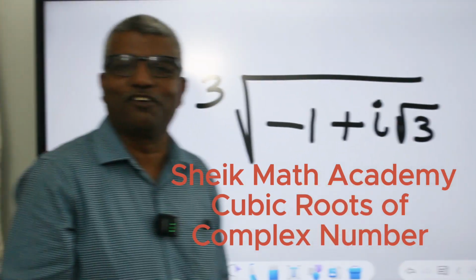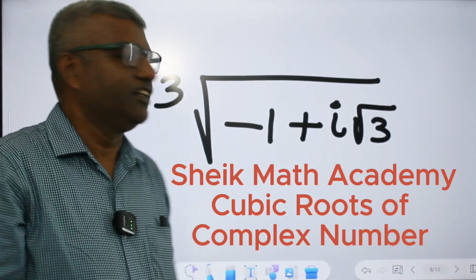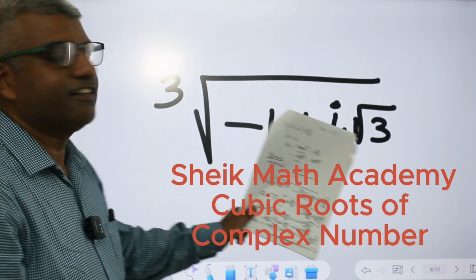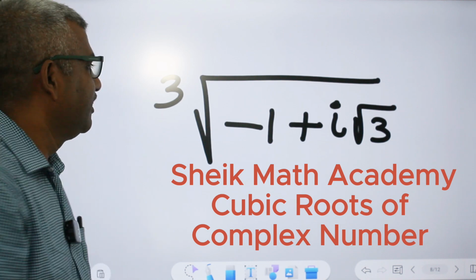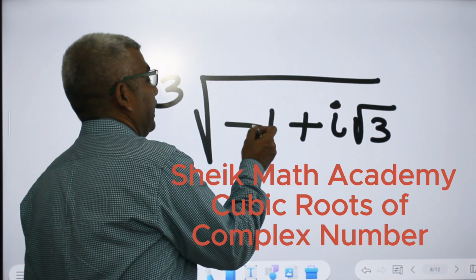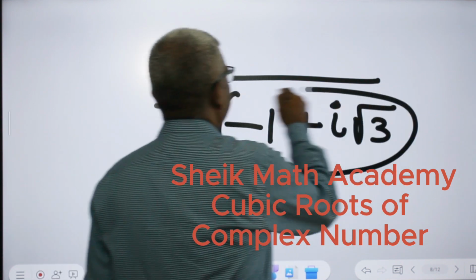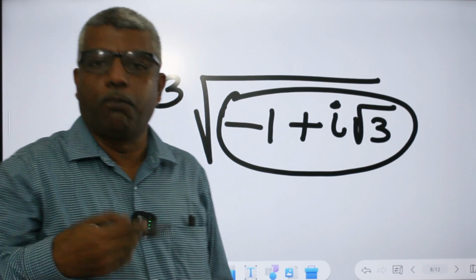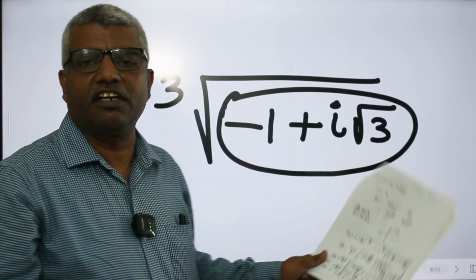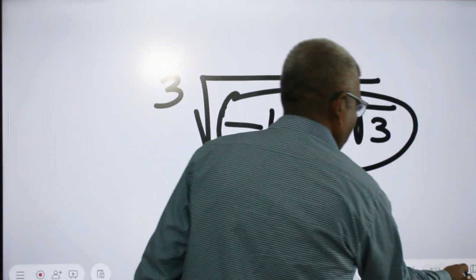In this lesson we are going to find the cubic root of minus 1 plus i root 3. Before finding the cubic root, we have to make minus 1 plus i root 3 into polar form. Minus 1 plus i root 3, now in what form? It is Cartesian form. We have to change it to polar form.